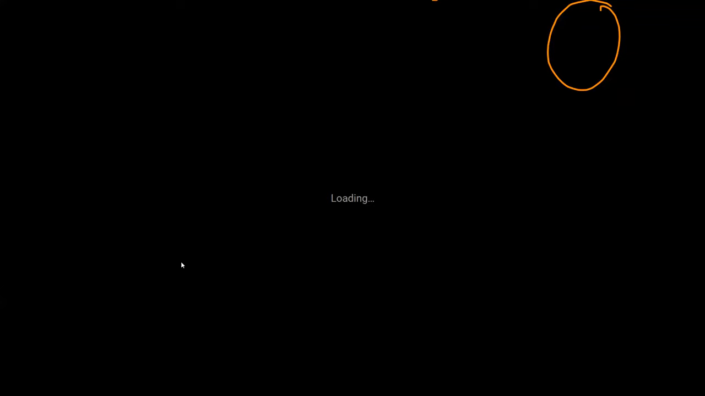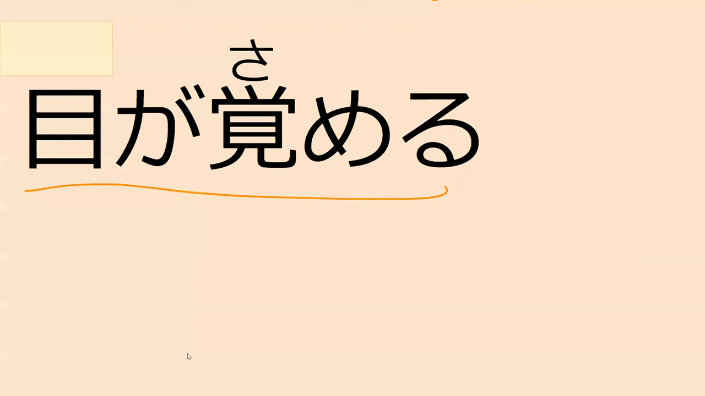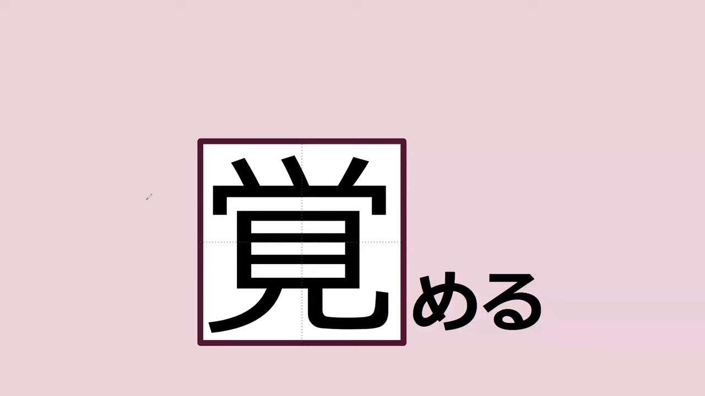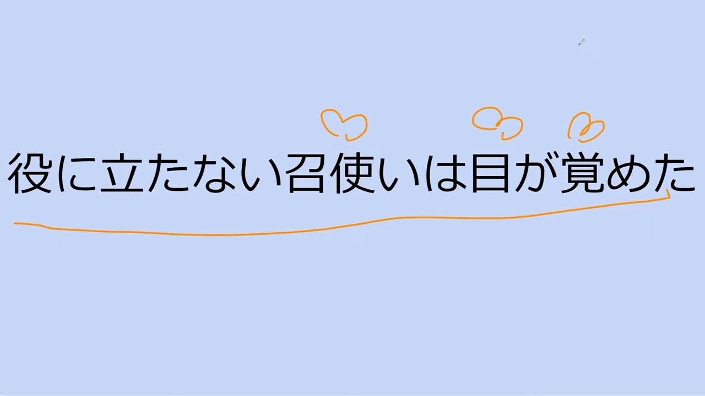Okay. When you can see it, Rhea, can you read this for me? One moment. Me ga sameru. Hai. This means to open my eyes. Yep. Perfect. So now you have to remember sameru, which means to wake up. Read the next sentence. Yaku ni tatanai meshitsukai wa sameta. The useless servant opened his eyes. Perfect. Wake up, basically. Do you happen to know this kanji? Asa, morning. Hai, asa, morning.